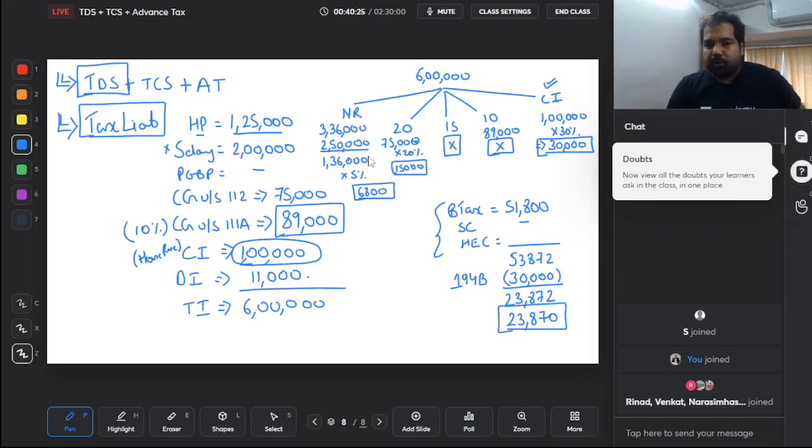This is how you will compute. Whenever you have multiple incomes, you will compute like this, guys.